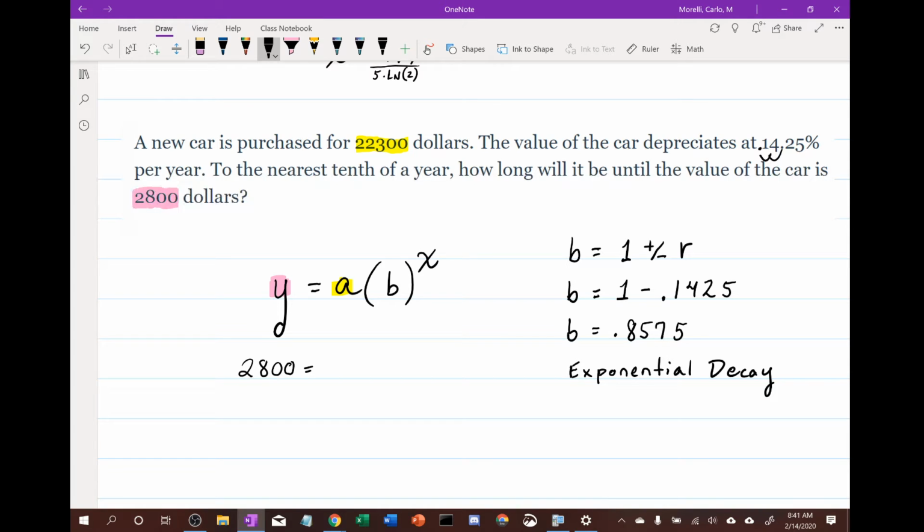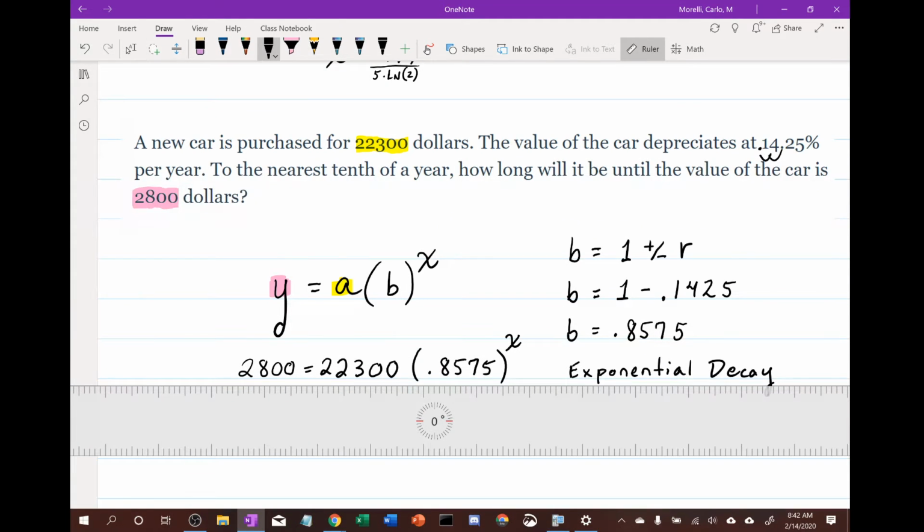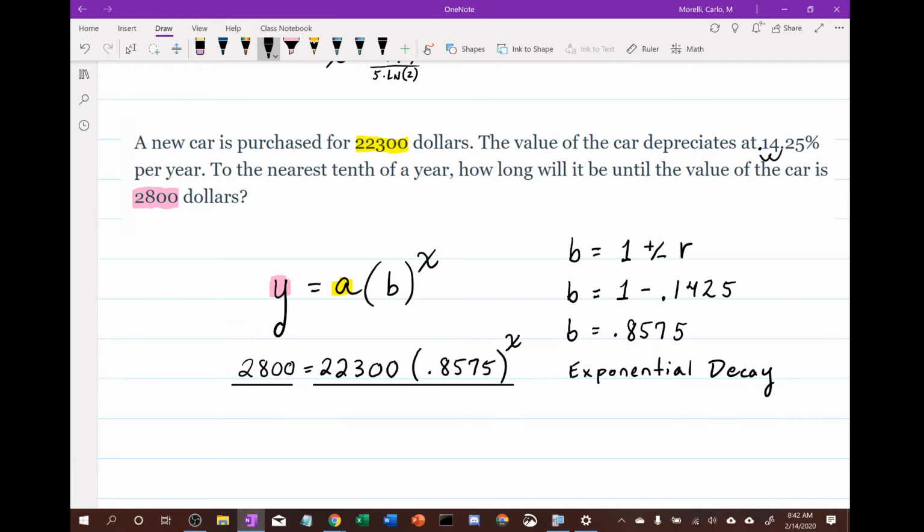So now we can plug some stuff in. A is 22,300. And see, you're going to let the calculator do all the hard work here. You're just setting it up. Open parentheses, 0.8575, close parentheses, raised to the power of x. Because we don't know x, that's what we want to know. So guys, look at this. This is easy. Again, do not do any math. Just, we're trying to get x by itself. So first I need to divide out the 22,300.